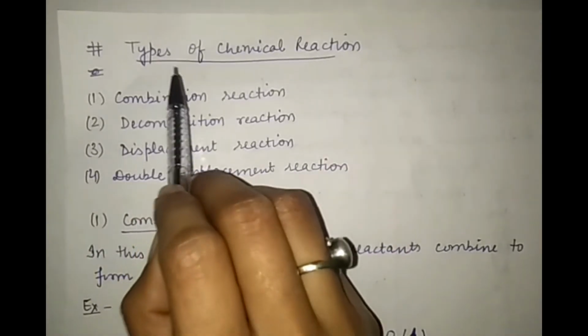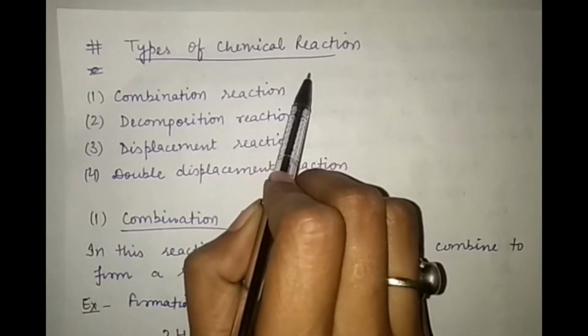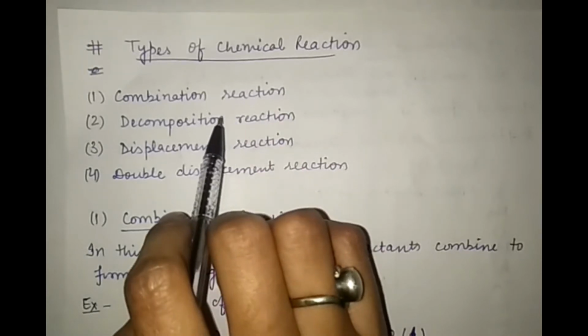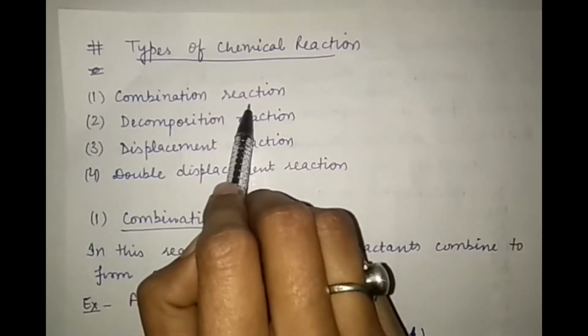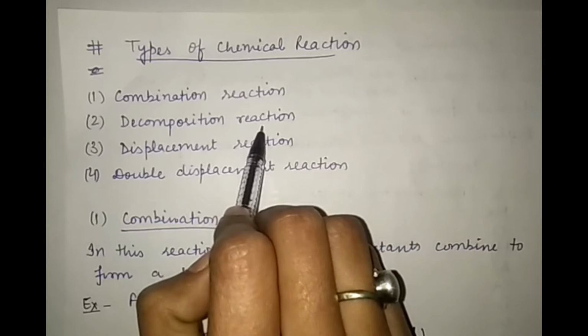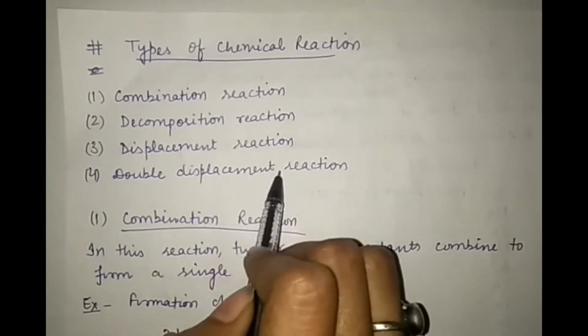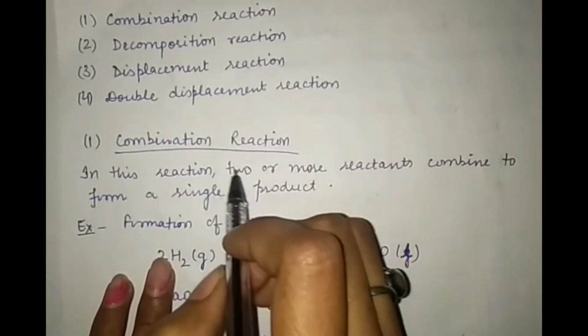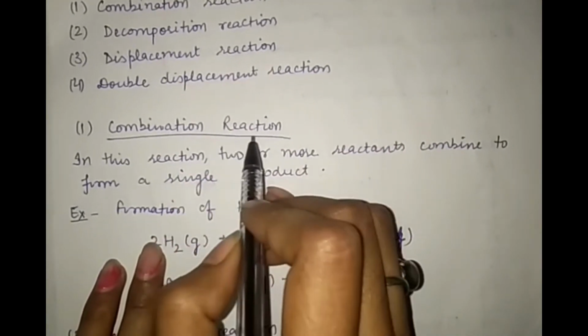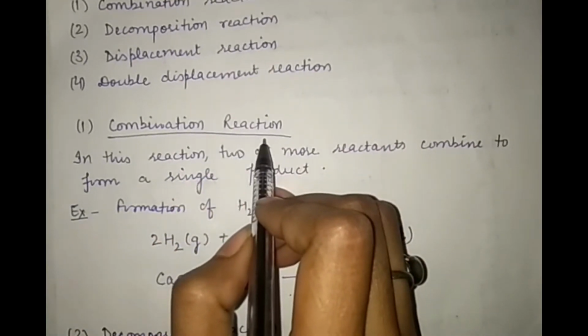Now I am going to talk about types of chemical reaction. There are four types of chemical reaction. First is combination reaction, second is decomposition reaction, third is displacement reaction, fourth one is double displacement reaction. First of all, we will talk about what is a chemical combination reaction.